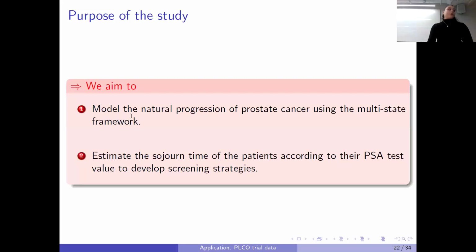So what we aim for is to model the natural progression of prostate cancer. By natural progression, we mean there's no intervention, it's just the progression of the disease itself. And we aim to estimate the sojourn time, how long they spend in the screen detectable phase according to the PSA test, to develop screening strategies: where we should be looking at the patient, depending on the PSA profile, and how often.